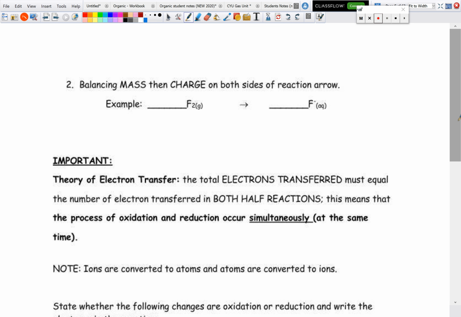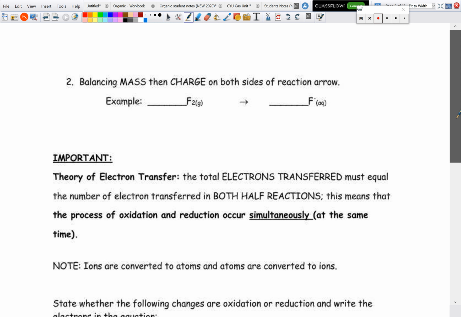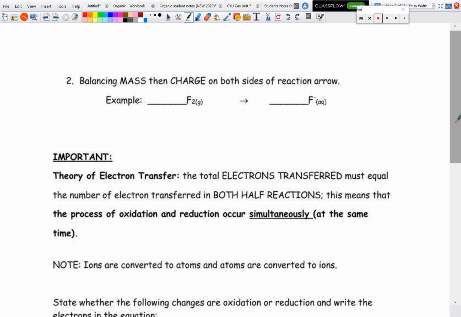Now, the other way that you can do this is balancing the mass and charge on both sides of the reaction. And this is the better way. I'd like for you guys to get used to this, where you actually look at balancing mass first. So for example, here we've got the F2, the fluorine element, going to the fluorine ion. We have 2 fluorines over here, but only 1 here, so we need to balance by mass first. Then we need to balance by charge.